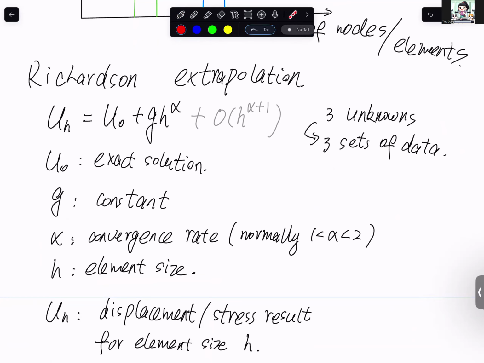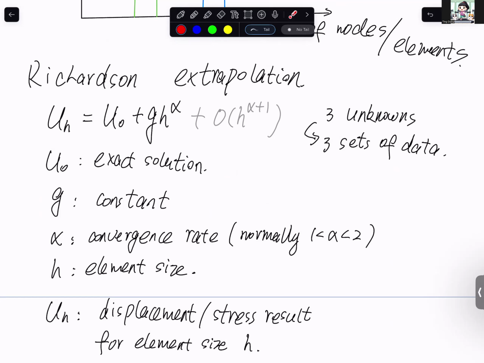And also, when you go to 3D, you cannot really simplify every real-life structure as plane stress or plane strain, as a 2D problem. There are a lot of problems you need to deal with. They are 3D. So in that situation, we may use cubic elements or tetrahedral elements. And there, the element size could mean volume or edge size.